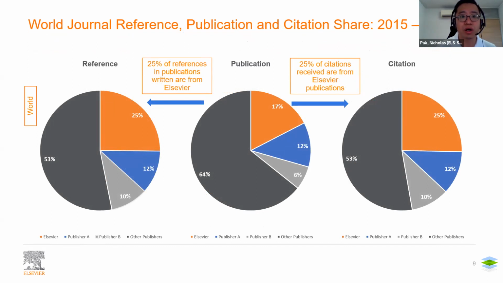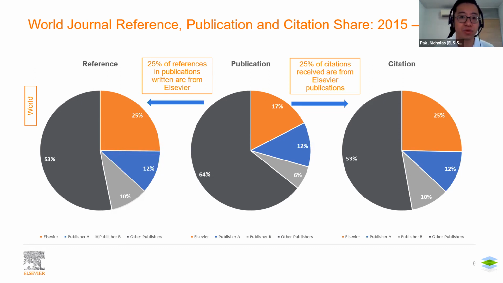So one thing that we observe in terms of the world journal reference publication and citation share is that Elsevier publishes approximately 17% of the world's total journal publications and articles. This is actually very significant because it's about one-fifth of total publications published. From this 17% of publications, we observe that Elsevier has generated up to 25% of the world's total citations. And this is actually very significant because it's up to a quarter of the world's total citations.